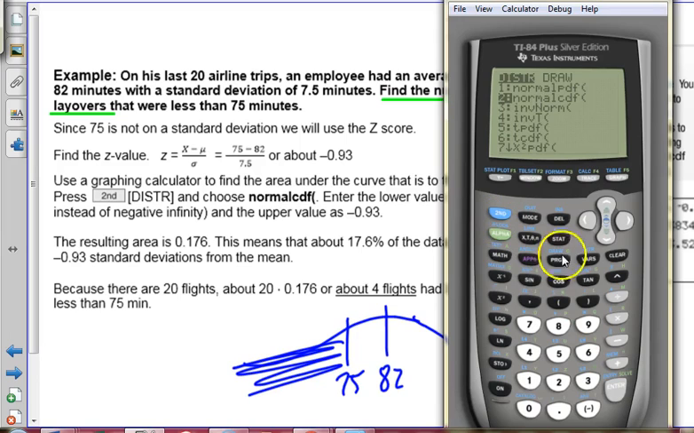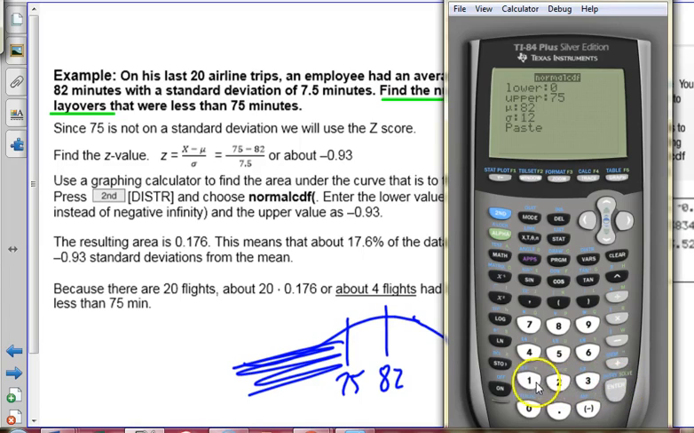Normal CDF, guys, second vars, normal CDF. You can leave this or even put a 0, it doesn't matter, okay? Not going to change the decimal anything significantly. All the way down to the bottom, up to 75, where the mean was, what was the mean here? 82. And the standard deviation was, I covered it up.